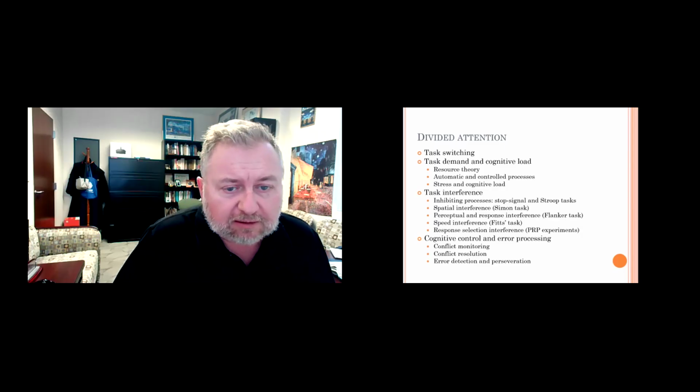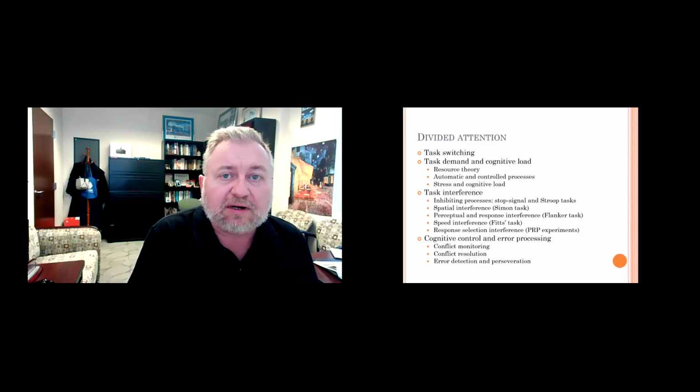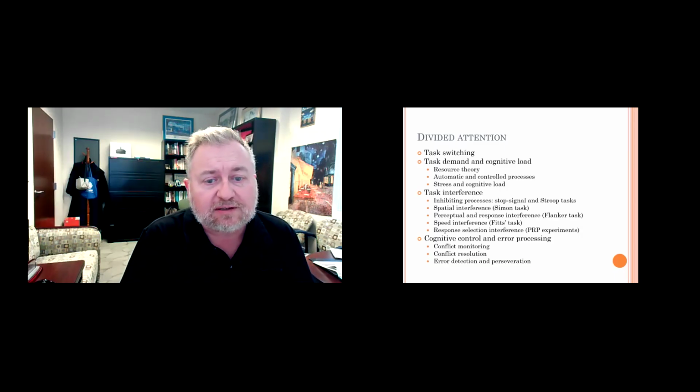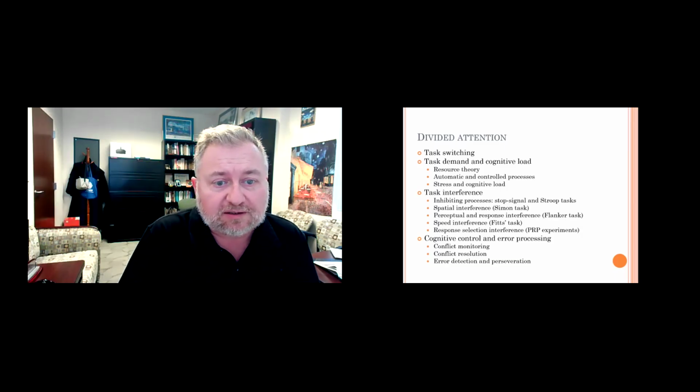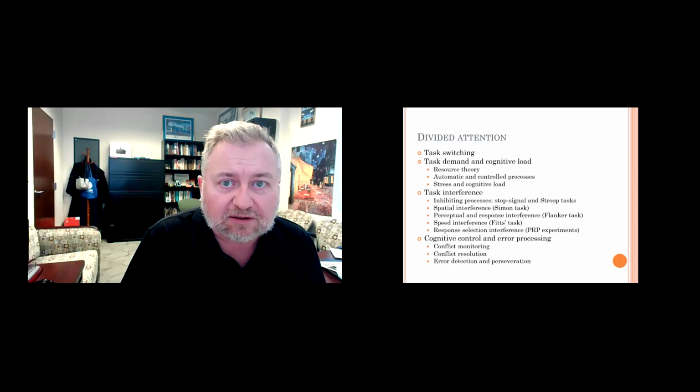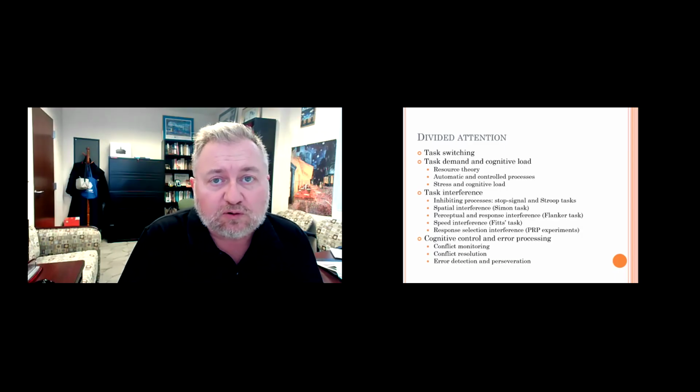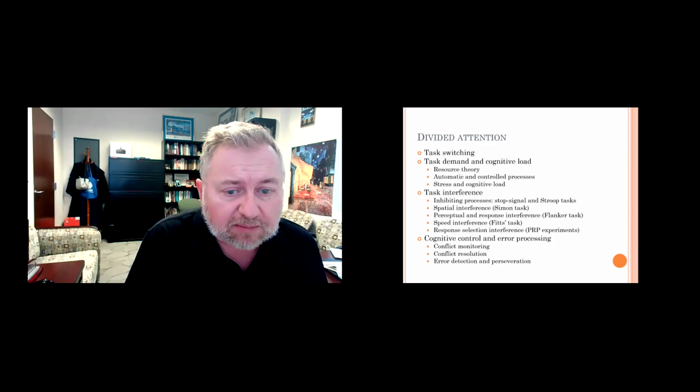One way to think about task load is by distinguishing an automatic process from a controlled process, with the idea that the controlled processes are the ones that require this kind of cognitive control and therefore will use more resources compared to an automatic process.